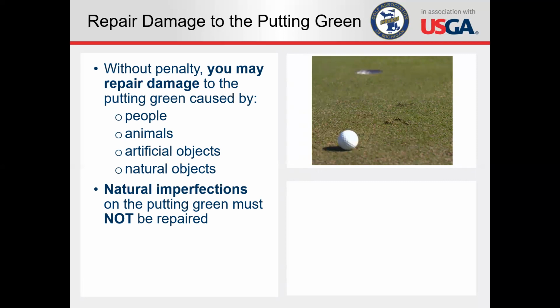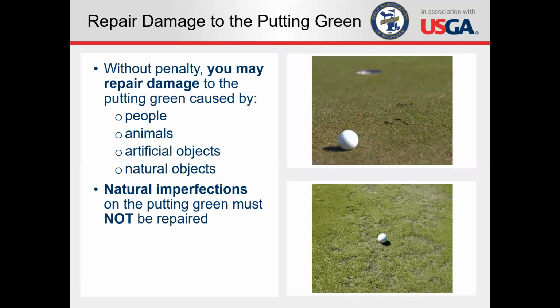However, natural imperfections on the putting green must not be repaired. So an example of this would be what you see there on your right, an area on the green that is just naturally not in good condition. Okay, so that's not caused by any people, animals, or artificial objects or natural objects. It's just caused by Mother Nature, so to speak, or the lack of a budget for the superintendent to have the greens well maintained.